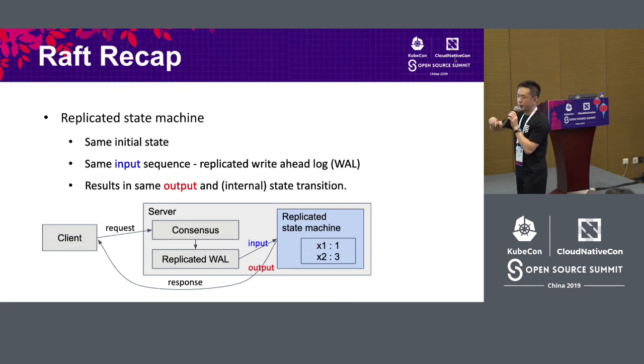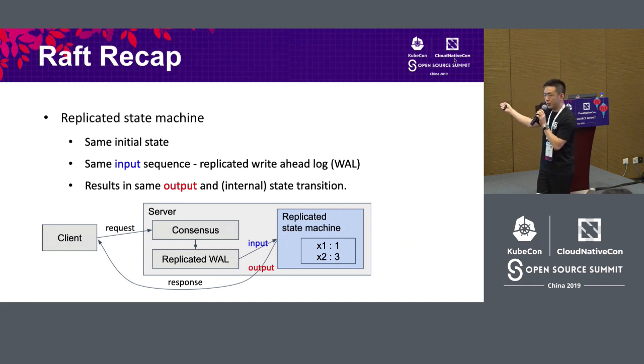So what is the problem Raft tries to solve? Imagine you have a collection of servers. Each server is a state machine. For example, etcd is a key value store, right? You can write keys, you can read keys. It is a state machine. You have a cluster of servers. Each server is a state machine. Then when the client interacts with this cluster, how do you make sure that from the client's view, this cluster of servers behaves like a single state machine, a single reliable state machine?